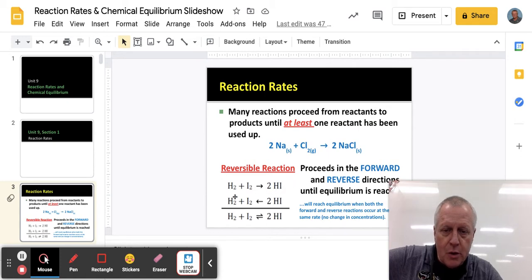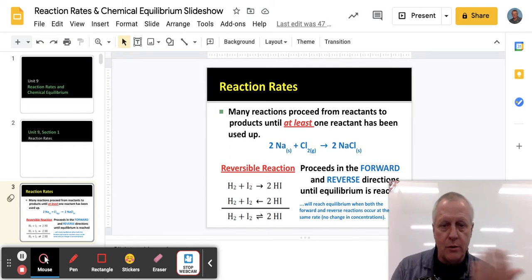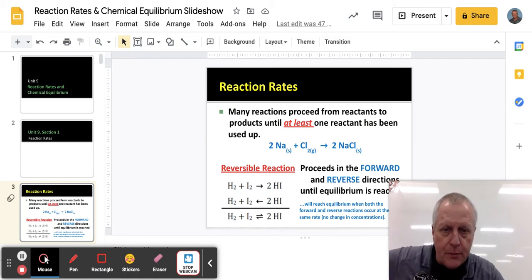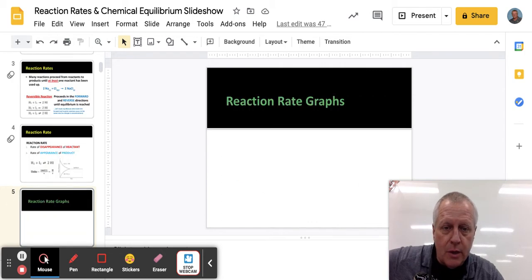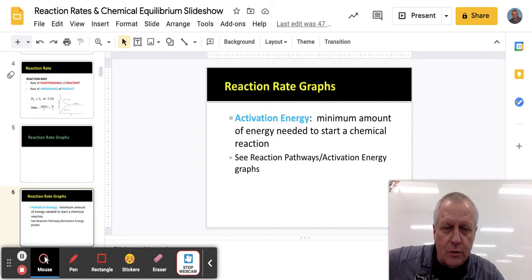Oftentimes this is shown as two gases reacting, but there can be this back and forth, forward direction, backward direction, reverse direction, and it can reach an equilibrium. So there's that. In all of this, we're thinking about the way reactions occur and what affects those reactions. And so sometimes it's beneficial to use graphing for that. So you're going to see some reference to graphing.